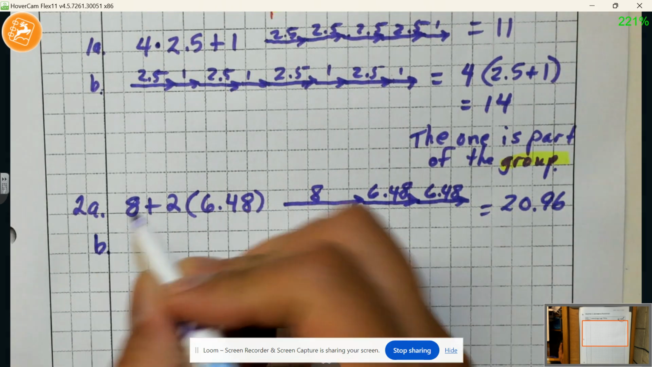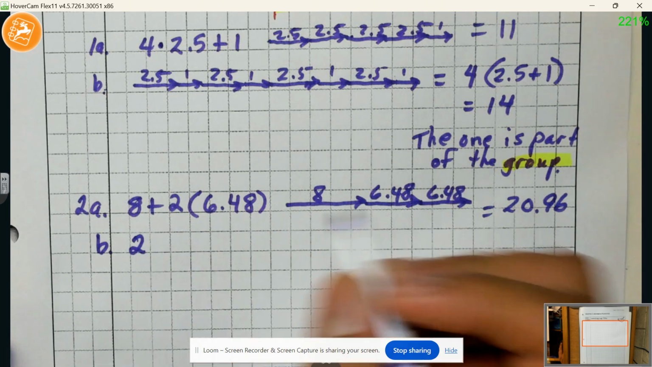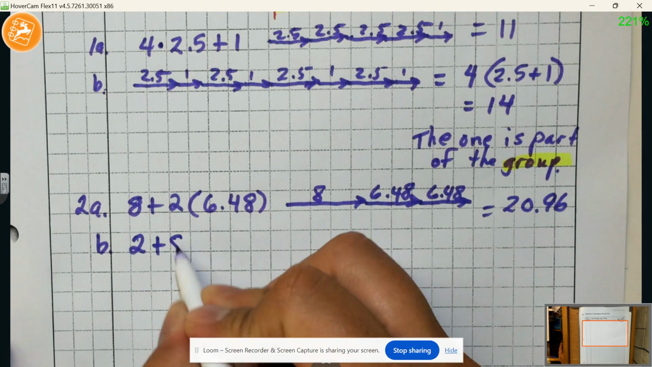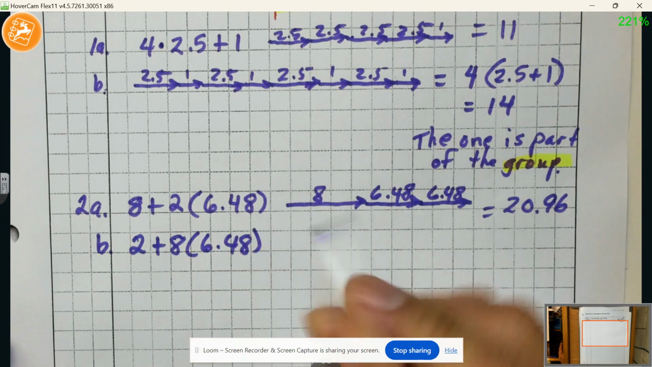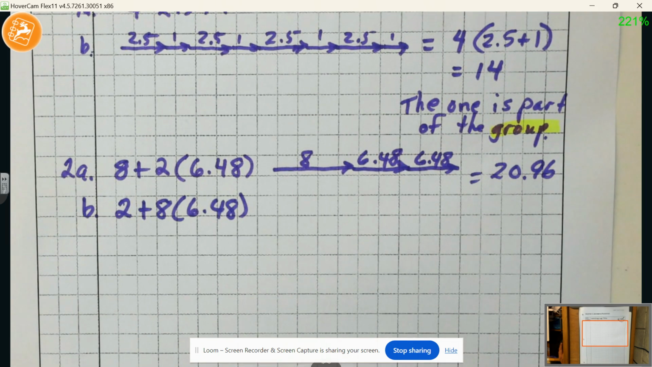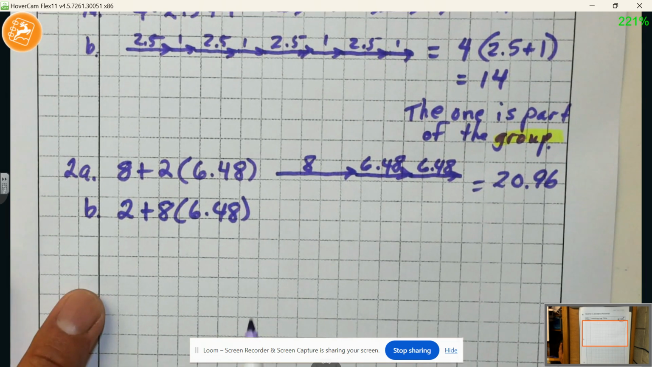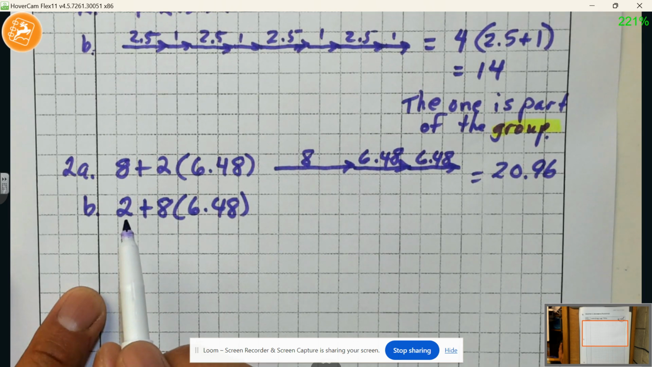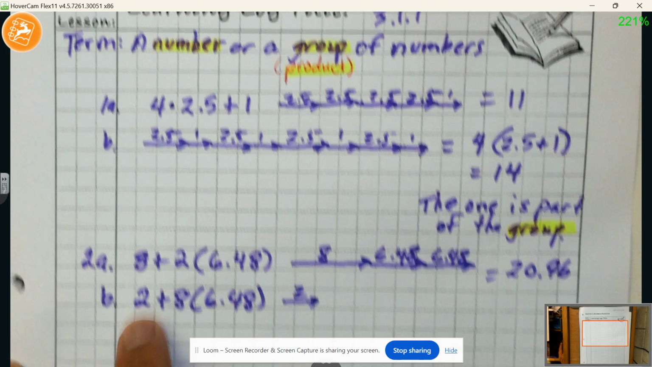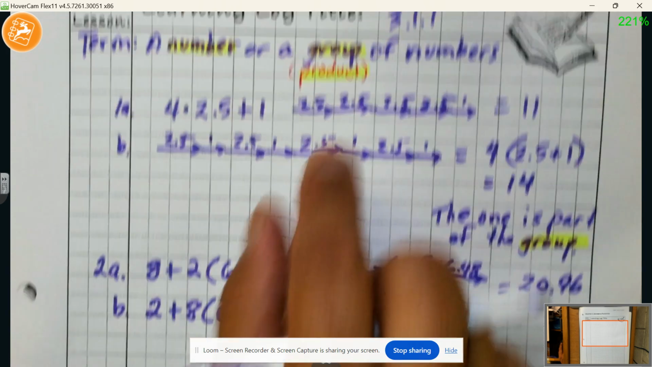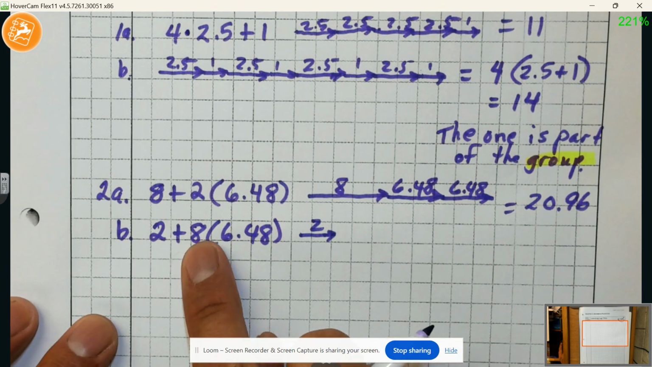Problem B is now, well, let's put the 2 there, and then plus 8, and then put the 6.48 there. So are we going to get the same product, the same diagram, the same end result? All right, so let's see what the diagram looks like. So our first step, is it a 2, or are we looking at groups of something? This is actually a 2 because it is a number by itself. Okay, it's not a product, it's not a group. We don't have 2 groups, we just have the number 2.